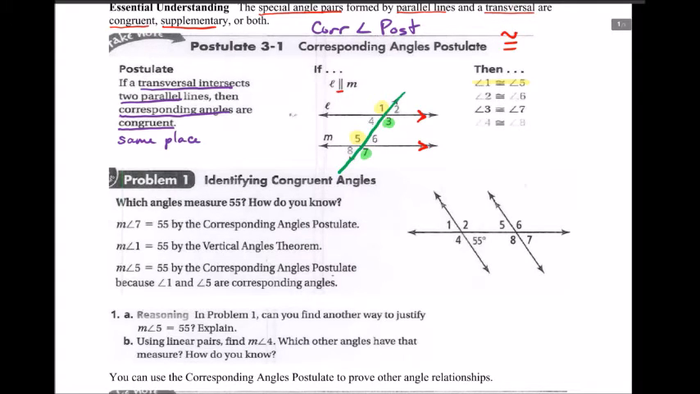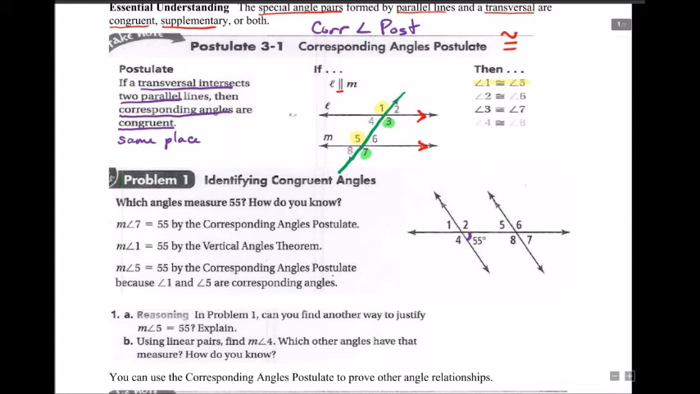So let's look at our example here. It says, which angle measures 55 degrees? How do you know? Well, that angle measures 55 degrees. It's given. All right, we're looking at this angle here. So we are given that that would be angle 3. The measure of angle 3 is 55 degrees. Well, do we know any others?